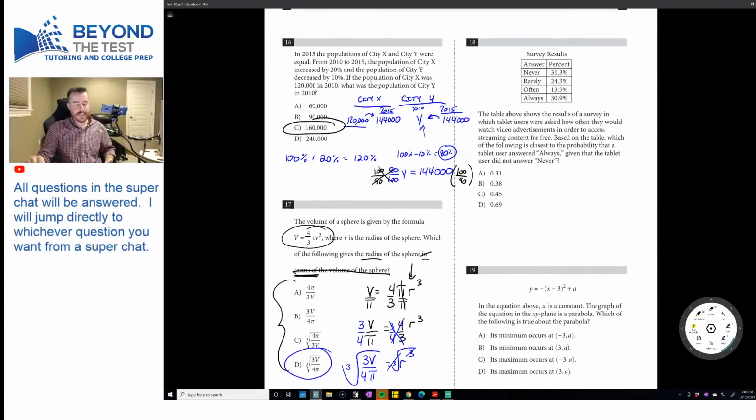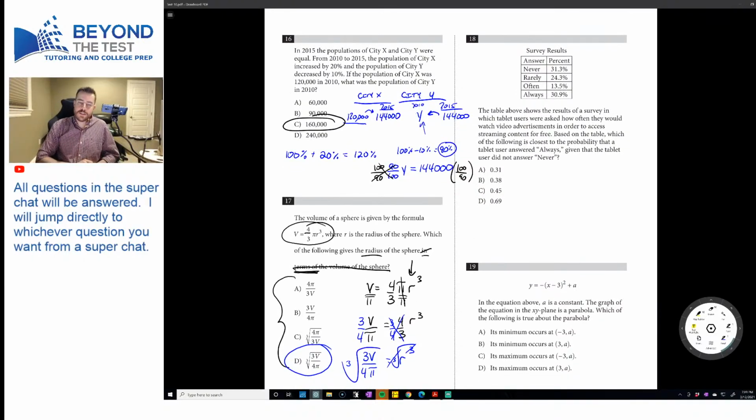Okay, moving on to number 18 next here. It says the table above shows the results of a survey in which tablet users were asked how often they would watch video advertisements in order to access streaming content for free. Based on the table, which of the following is closest to the probability that a tablet user answered always, given that the tablet user did not answer never?